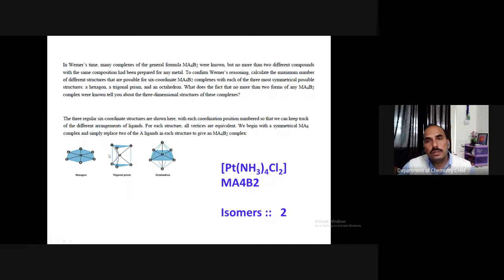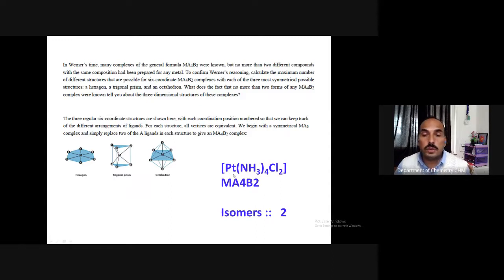If you see carefully, in the first two cases, hexagon and trigonal prism, three isomers are possible for this kind of complex. However, in the case of octahedron, this is the only geometry where only two isomers are possible, and that's what Werner was able to isolate also. Based on that, Alfred Werner told that the geometry of this complex is actually octahedral, because in octahedral there are two isomers, and that's what you are isolating, right?